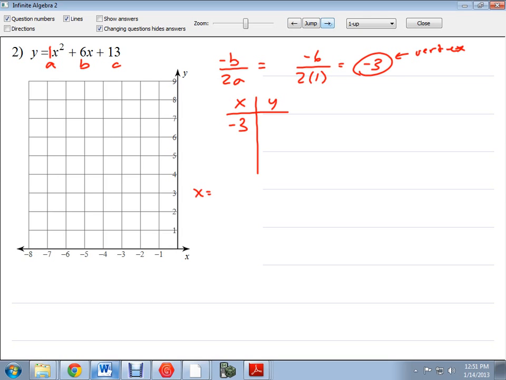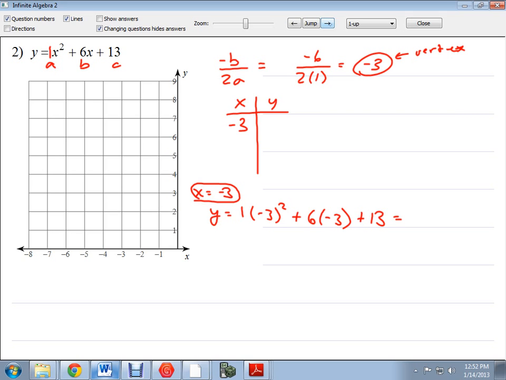So when we say x is equal to negative 3, I'm going to write down the work down here. We would say y equals 1 times negative 3 squared plus 6 times negative 3 plus 13. I think it's 4. Get it in my head, but I don't know. You think it's 4? Okay. That's what I'm thinking.